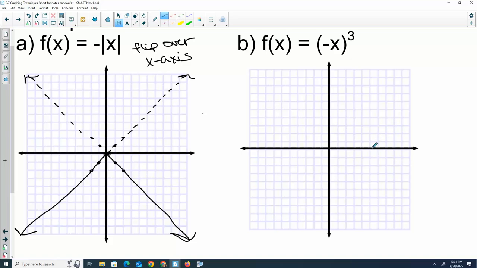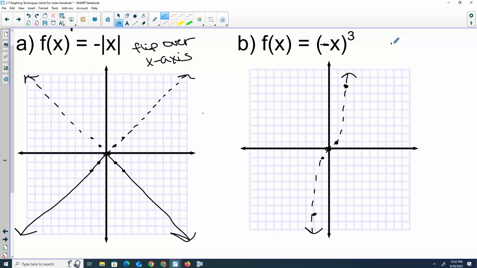What is my parent function? X cubed. What's that one look like? 0 cubed is 0. 1 cubed is 1. If you need, you could do 2 cubed is 8. Negative 1 cubed is negative 1. Negative 2 cubed is negative 8.